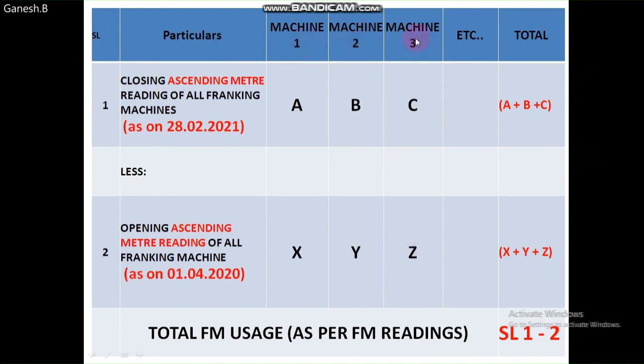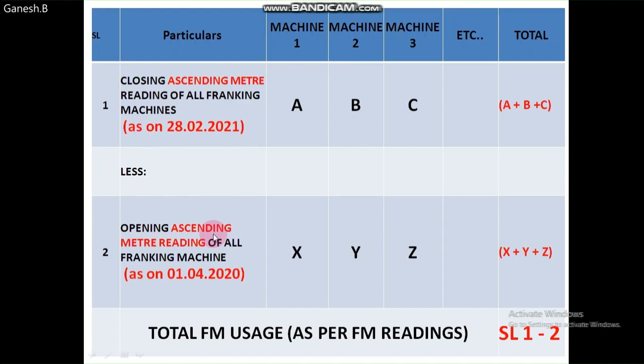So machine 1, machine 2, machine 3. We took the figure for machine 1, ascending meter reading as on 28/2/2021. Similarly, we took the figure for machine 2 and machine 3. We have summed up all these figures to get the closing ascending meter reading as on 28/2/2021. Then we are going to deduct the opening ascending meter reading of all machines as on 1/4/2020. That is the opening reading.